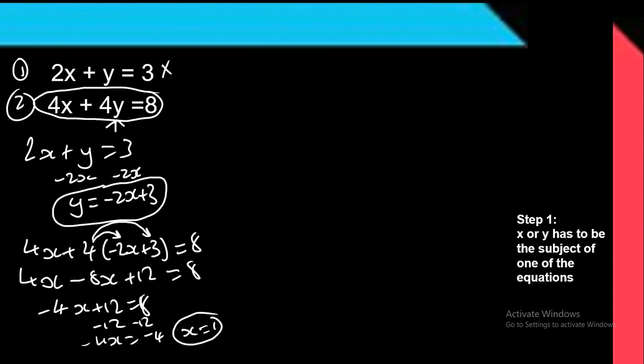Now if I want to find out what y is, I can substitute into any of the three equations. So the first, the second, or even the one that I have rearranged. So I'm going to put it into this one. So y equals negative 2 times 1 plus 3, which is going to give me 1. And that would be my answer when I graph. When x is 1, y is 1.